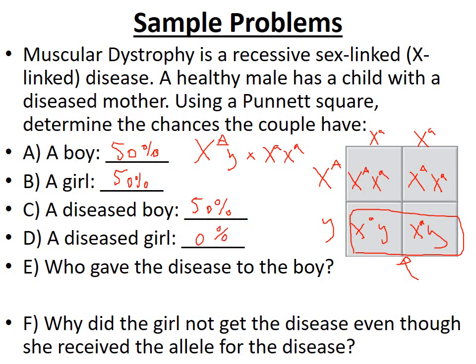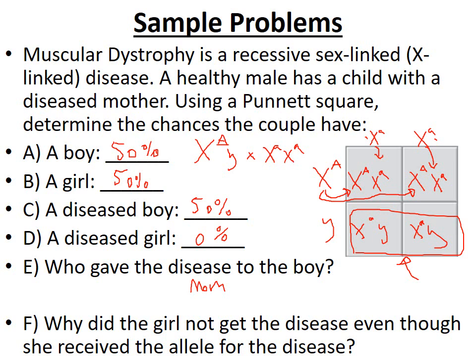Who gave the disease to the boy? It looks like on both cases it was the mother. Why did the girl not get the disease even though she received the allele for the disease? Well, take a look carefully. The mother gave the girl the allele for the disease. But each time the father gave her an X with a dominant healthy allele. So the girl, because she inherits 2 X chromosomes, one from mom, one from dad, has a chance of getting a healthy X chromosome.